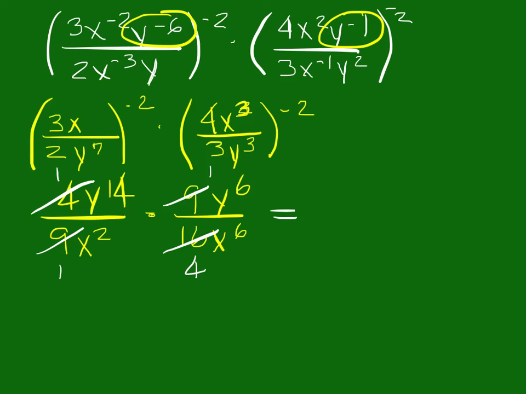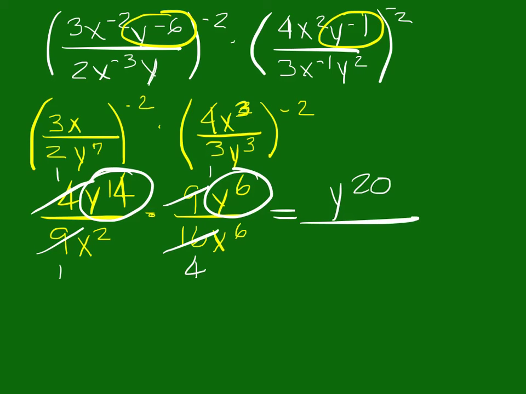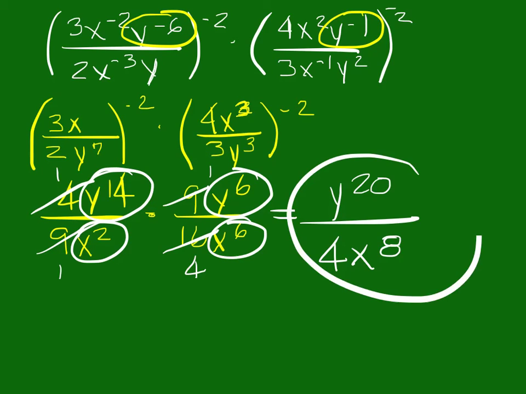So if we multiply straight across, we have y to the 14th times y to the 6th is y to the 20th. On the bottom, we have 4 x to the 8th power.